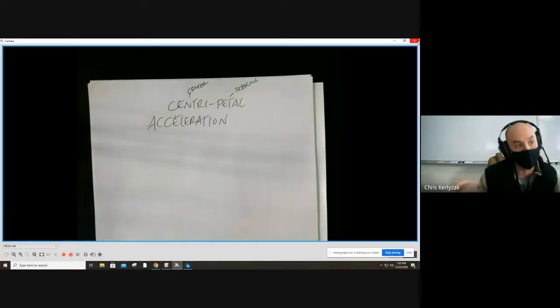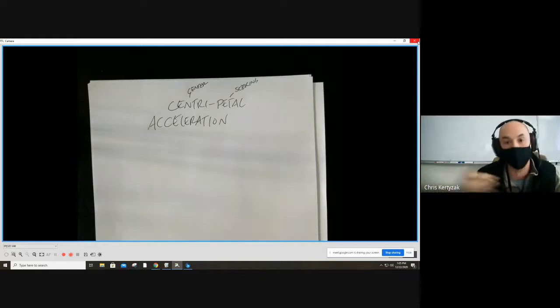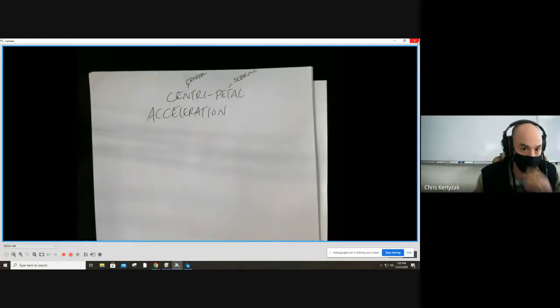If you're moving around something, it's like you're focused on that center. You're feeling like you want to come in, but there's other forces of nature that prevent you from getting closer. But it's still an attempt to seek out the center of the circle. So it's called centripetal acceleration.